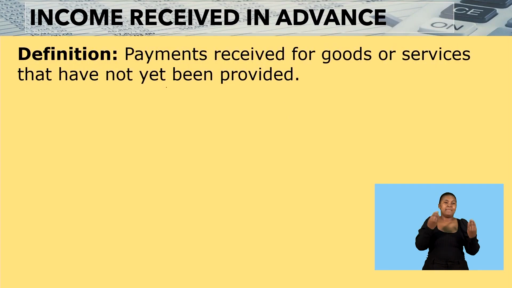Let us define it. Income received in advance is when payments are received for goods or services that have not yet been provided. In other words, we are rendering a service and some of the customers have already paid us, yet we have not yet rendered the service to them. And maybe the service will be rendered in the next financial year. Therefore, we consider that income received in advance. Or customers buy goods from us and we only deliver the goods to them in the next financial year. That is considered income received in advance.